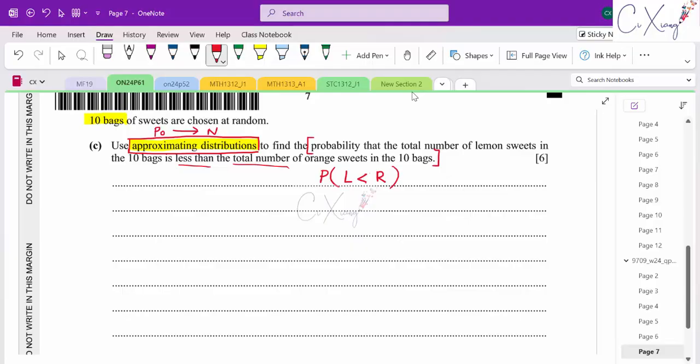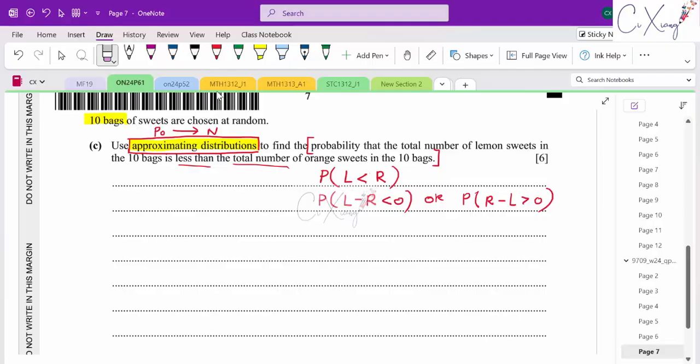And when you're having variables on two sides, you cannot carry out the calculation for probability. So you have to move all the variables to one side. There are two options for you. You can either move the R over, to become L minus R smaller than 0, or you can make it become R minus L greater than 0. Also can.